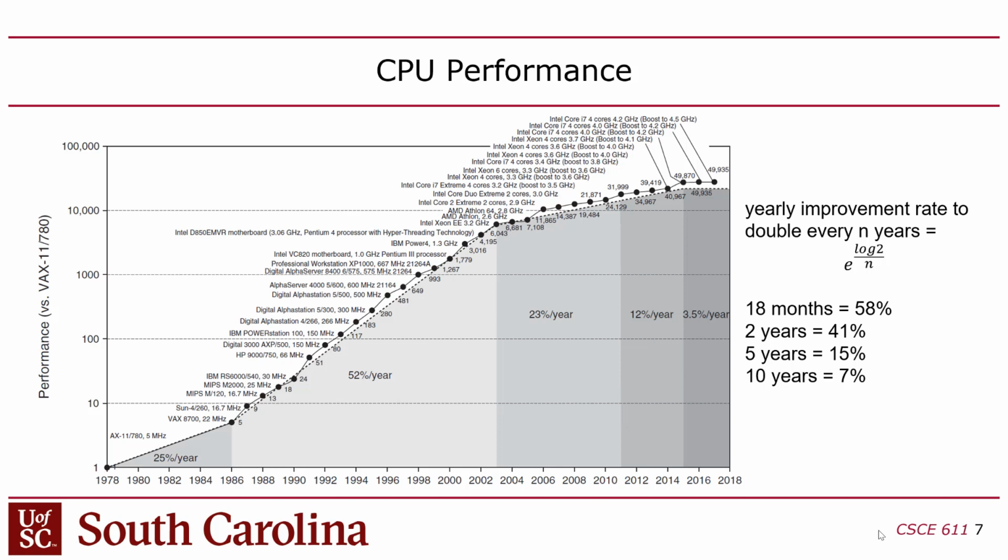the yearly improvement rate, in order to double your performance every n years, would be e raised to the power of log 2 over n. So if you want to double every 18 months, you better be getting 58% improvement per year, which is about what we were getting there, 52. Every 2 years would be 41%, but you can see that, since 2003, it's been way behind that.